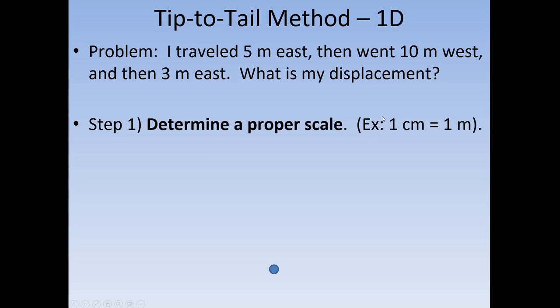Because we're drawing a picture, we need to make sure that the vectors I draw to represent 5 meters east, 10 meters west, and 3 meters east are drawn properly. Of course, I need to make sure that it's actually able to fit on the piece of paper. So a common example of a good scale would be 1 centimeter to 1 meter, because this would fit on the paper. But you might have to do something different to make sure it fits. Maybe 1 centimeter equals 2 meters or something like that.